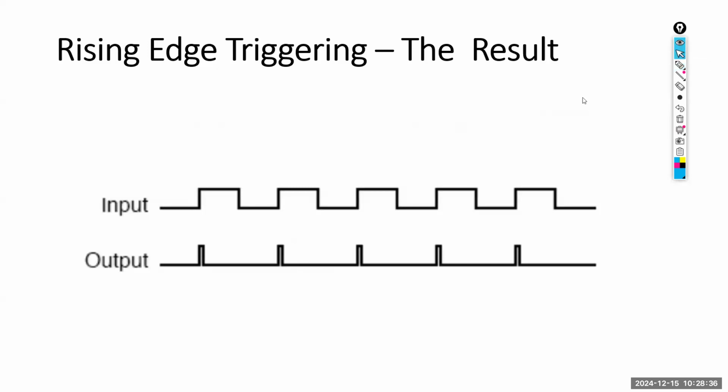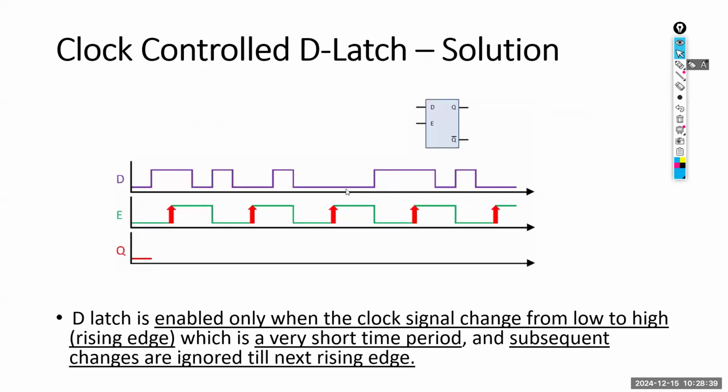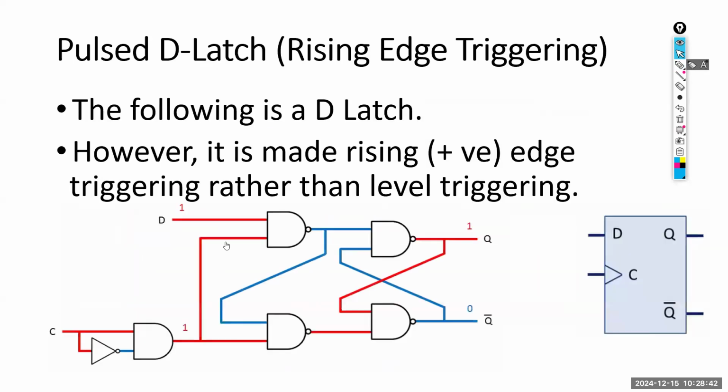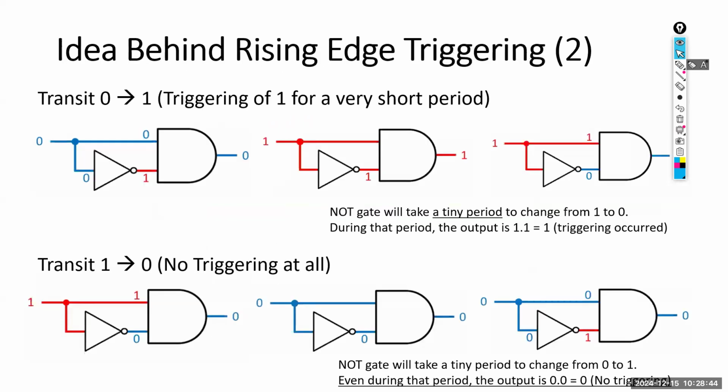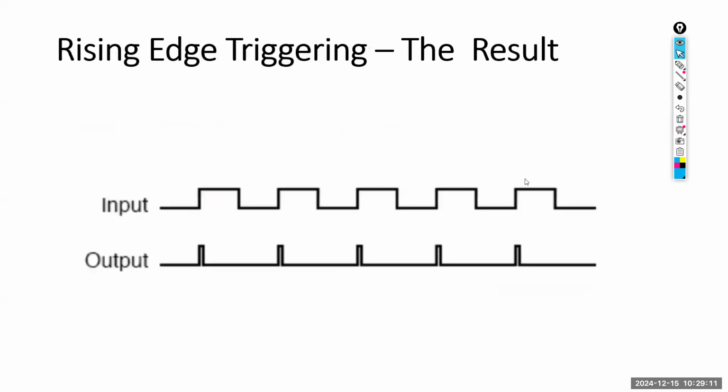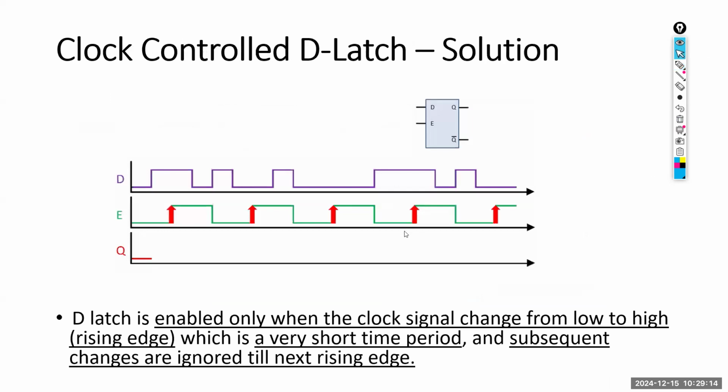Similarly, we can create falling edges as well. But if you need falling edges, the circuit is slightly different. This one is 0 to 1 generating pulses. So when you go from 0 to 1, this kind of circuit will generate pulses periodically. But if you use a slightly different circuit, for 1 to 0 only, it will generate pulses.